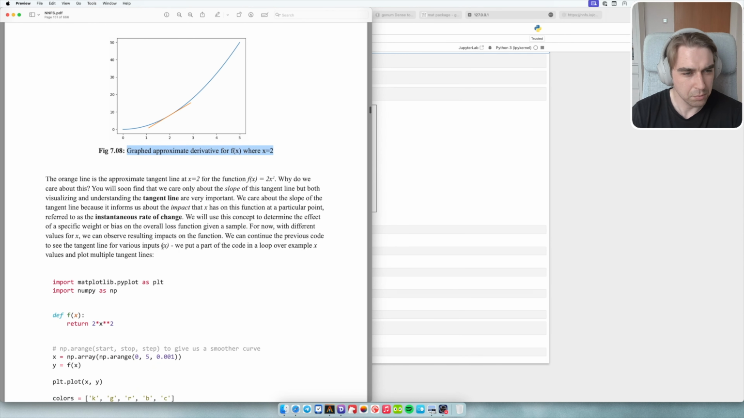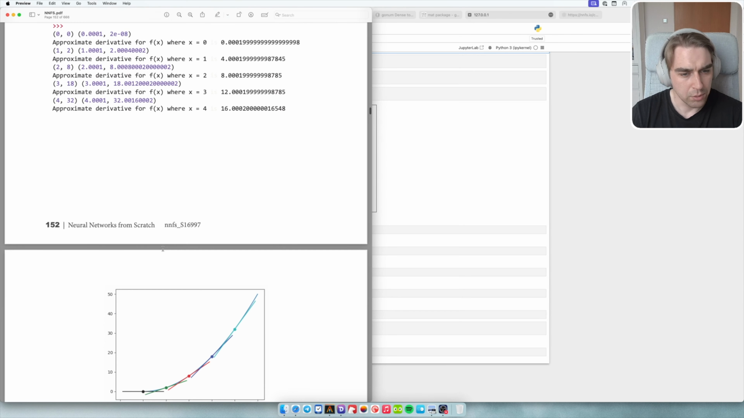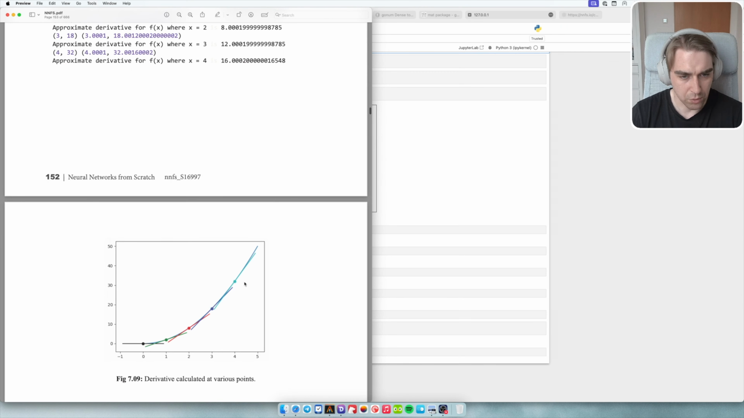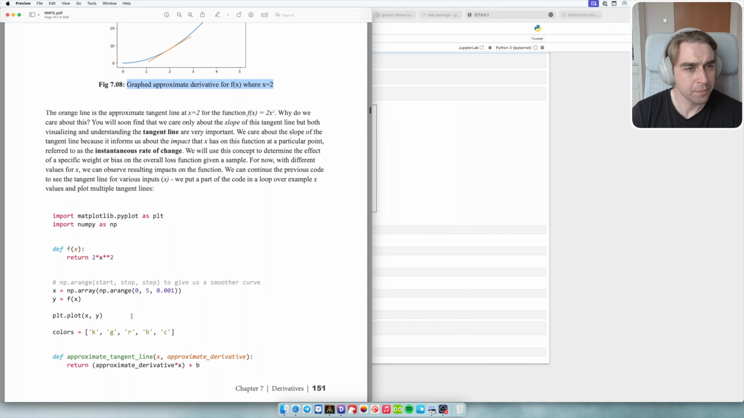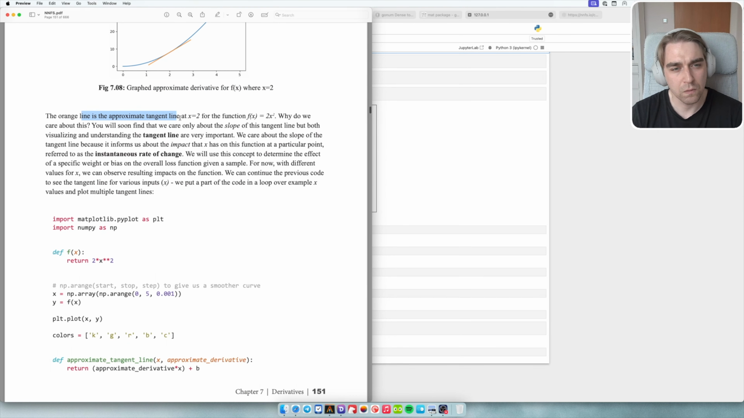I think you can plot it for multiple points. Yeah, this is what I wanted to see. The orange line is the approximate tangent line at x equals 2 for the function. Why do we care about this? We soon will find out why we care about the slope of this tangent line, but both the legend and understanding the tangent line are very important.